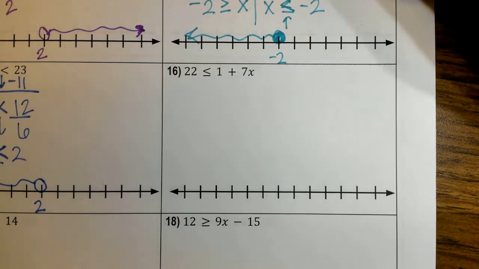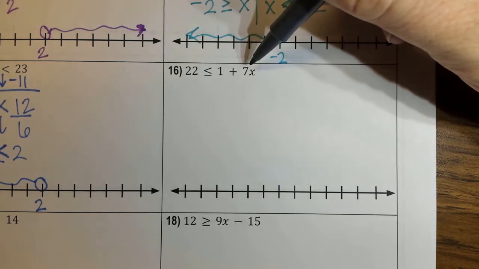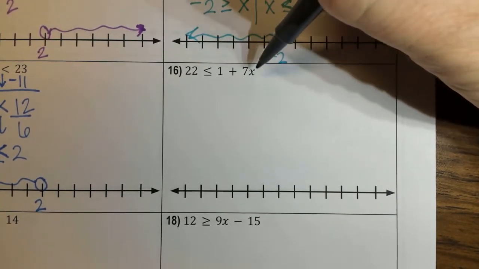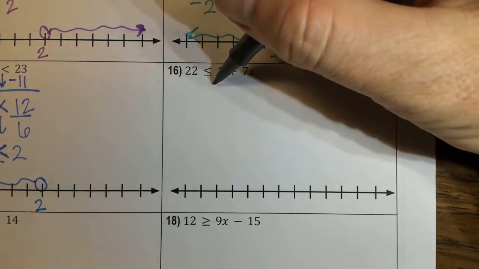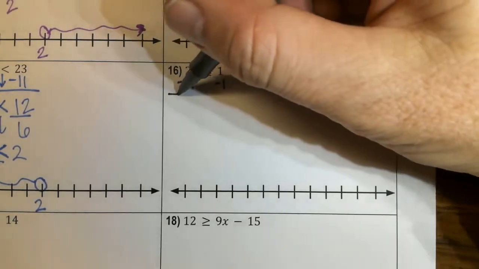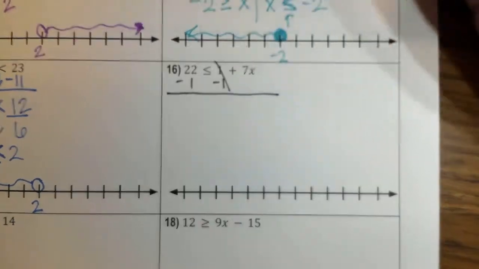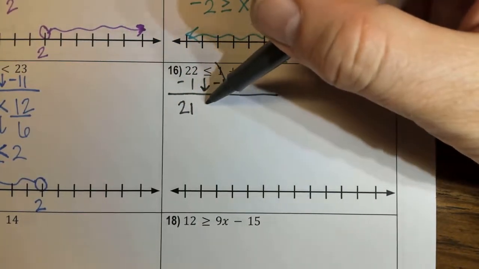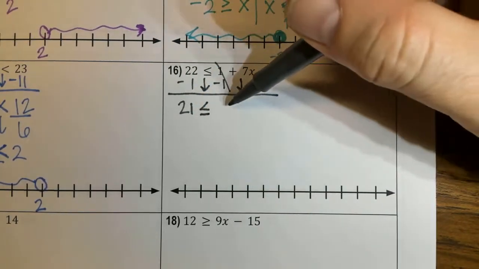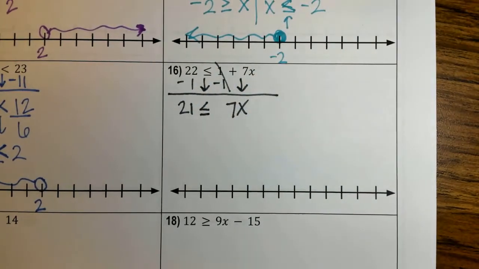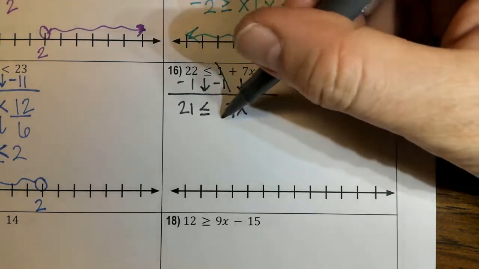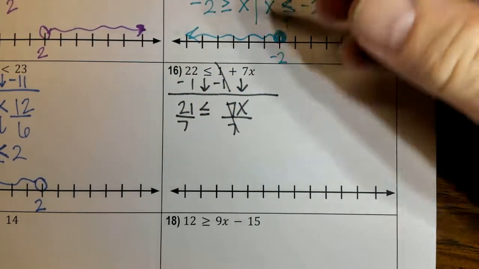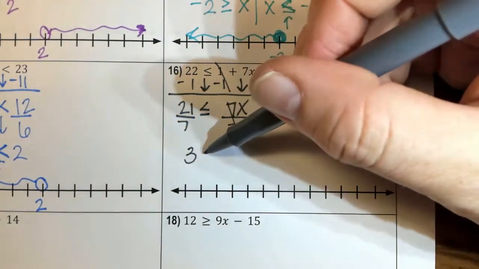All right, 16. Before I get rid of the 7, I have to get rid of the 1 because that's together. So 1 becomes minus 1 because 1 is positive. 22 minus 1 is 21. Bring down my symbol, bring down my 7x, and now I can divide by 7. Okay, so 21 divided by 7 is 3.